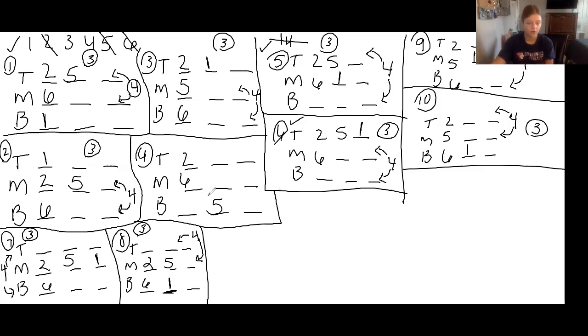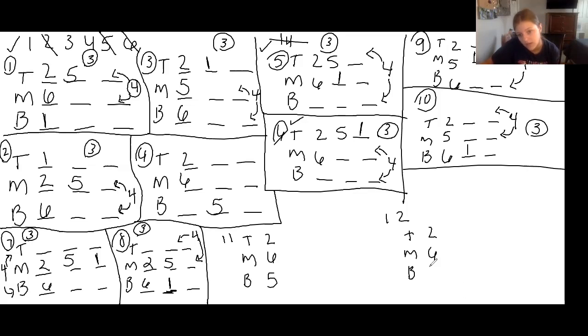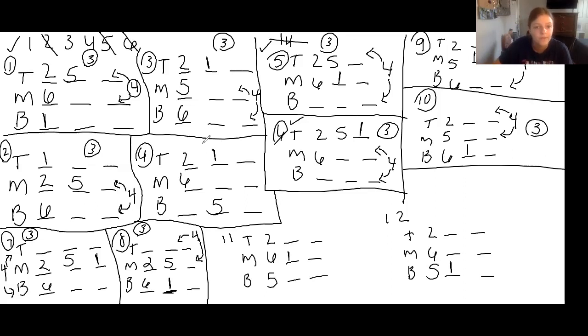Okay, so number 4, where can we place 1? 11 and 12. Top, middle, bottom, 2, 6, 5. Top, middle, bottom, 2, 6, 5. We can place 1 in the top, 1 in the middle, and 1 in the bottom. 4 cannot go with 1, so that means we're going to go 4 in the middle or 4 in the bottom in world 4, and 3 as our floater again.